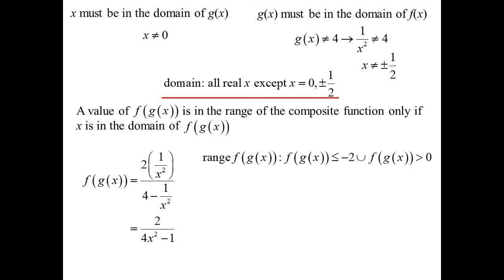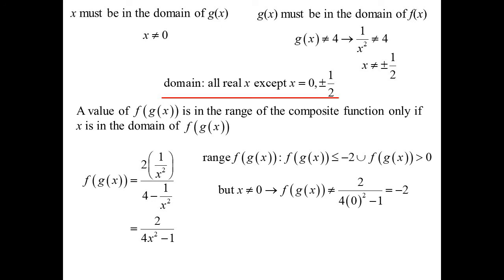The range of that, if that was just a function by itself, would be less than or equal to -2, or greater than 0. But remember, we said x can't equal 0. So even though we could substitute 0 into this composite function, x is not in the domain. Because you see, we're not actually substituting into that new function. We're substituting into g(x) first and then substituting that result. So if I can't substitute in g(x), I can't get the end result out for function f(x).